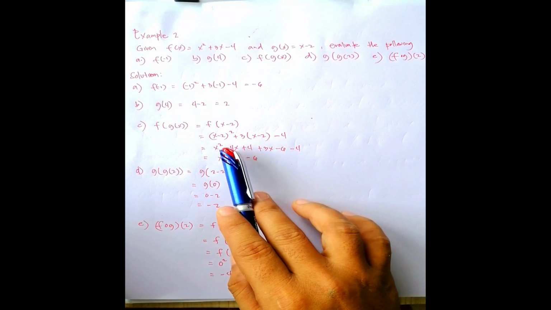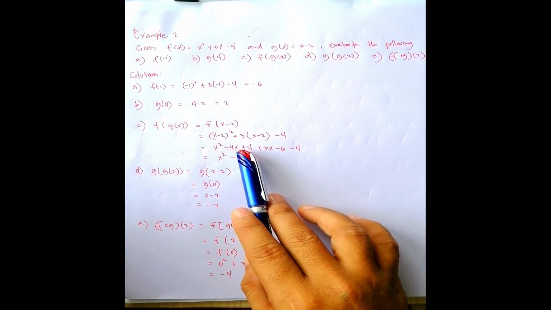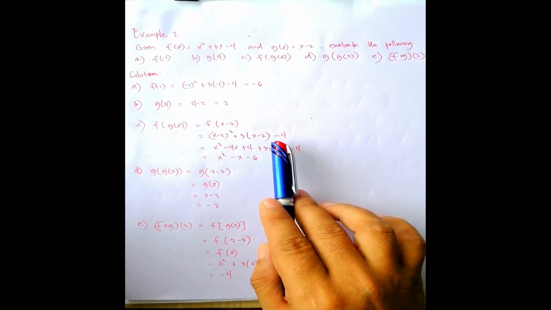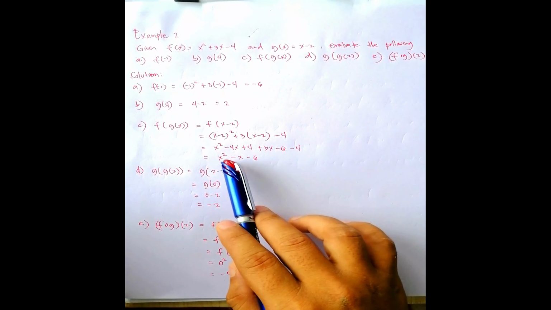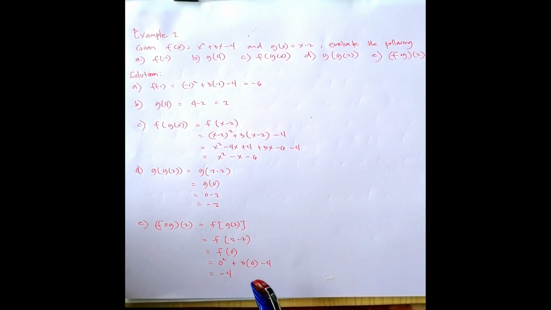X minus 2 squared is the same as x squared minus 4x plus 4. 3 times x minus 2 is 3x minus 6 minus 4. The answer is x squared minus x minus 6.